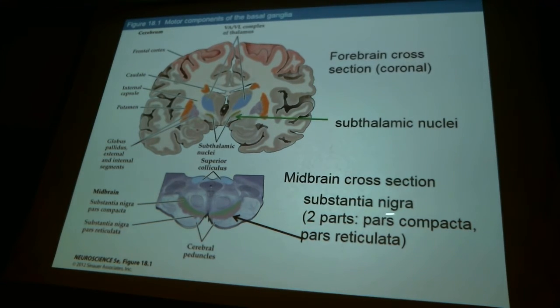Okay. So substantia nigra itself has two parts. One is called pars compacta, and one is called pars reticulata. Okay, and they're just colored two different colors here. So pars compacta is one layer, and pars reticulata is another. And they do different things.